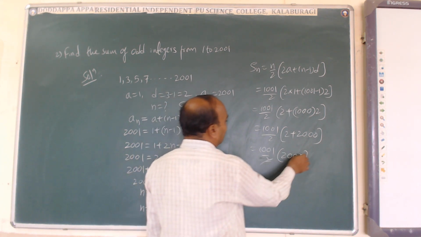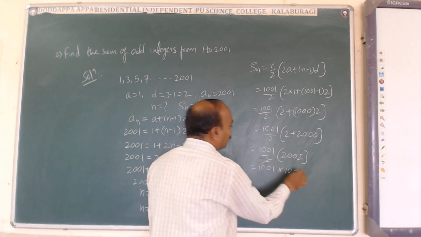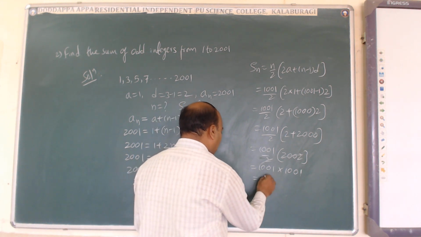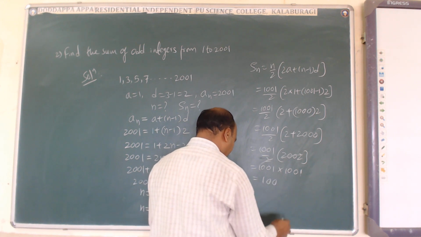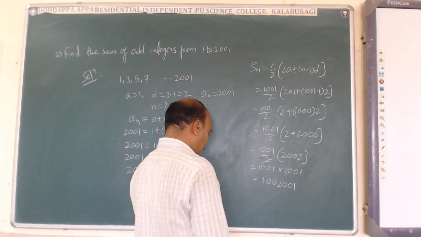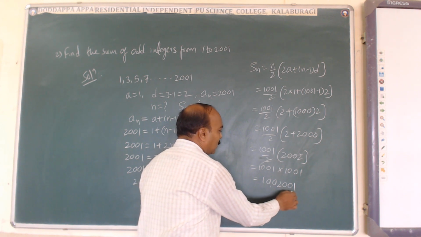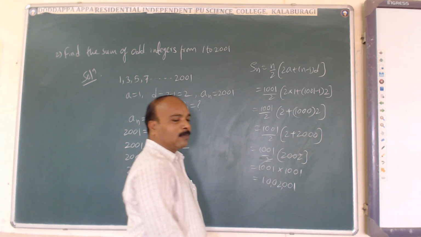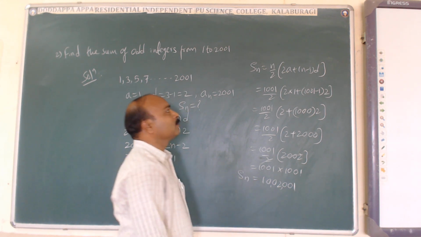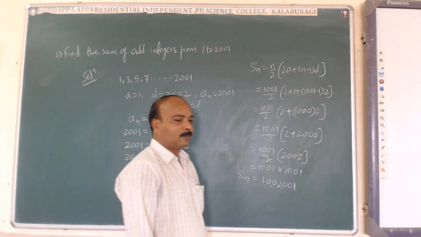Again we cancel by 2, it is 1001 into 1001. By multiplying these two you get 10 lakh 2001. 10 lakh 2001 is the answer for this one. It is the sum of all odd integers from 1 to 2001. Take this solution.